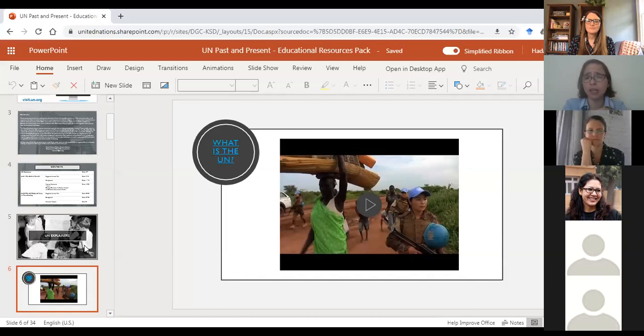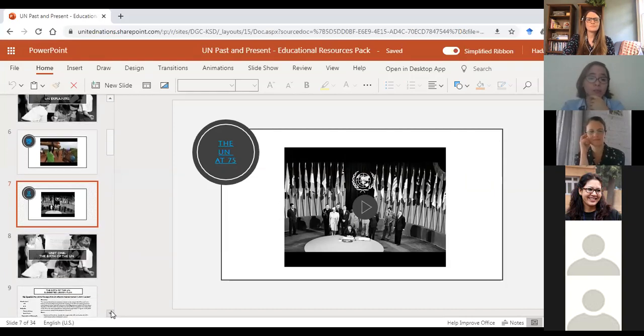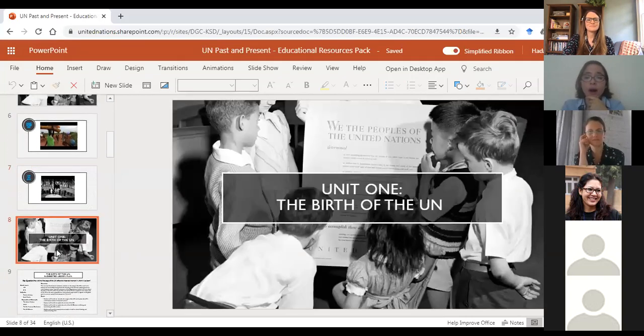So what is the UN in general, very briefly, and also the UN at 75, and this is an address by the Secretary General, who looks back at the charter and takes stock of where the UN in the world is today and what needs to be done. Again, there are many videos about the UN, by the UN, but we tried to curate for you the resources that we thought are best to use in the classroom setting.